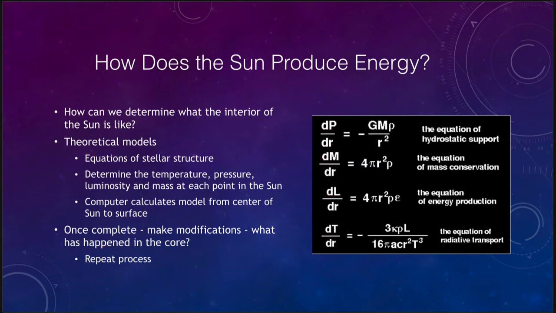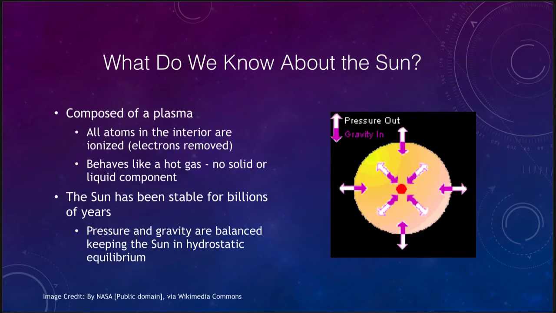So let's look in a little more detail at what we know about the sun. We do know that it is composed of a plasma, which means that all of the atoms are completely ionized when you get inside it. All of the atoms have had their electrons removed. In fact, when you get down to the core, every atom is completely ionized. There would be no electrons bound to atoms. So essentially, the entire sun behaves like a very hot gas. It doesn't matter that the densities at the center of the sun are much denser than anything we can imagine here on Earth. There is still no solid or liquid component to the sun.